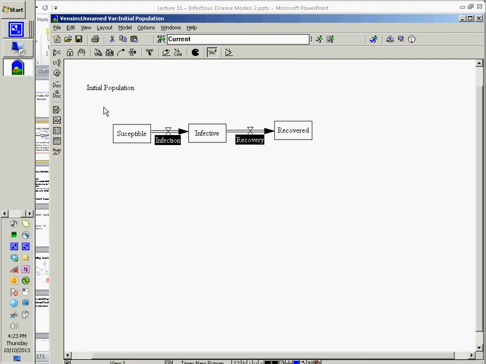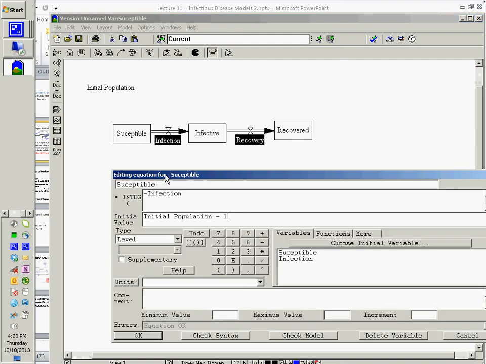Okay, now, what was the initial population minus 1 part? The initial value of susceptible is initial population minus 1. In other words, there's one infective, everyone else is susceptible. Recovered is 0.